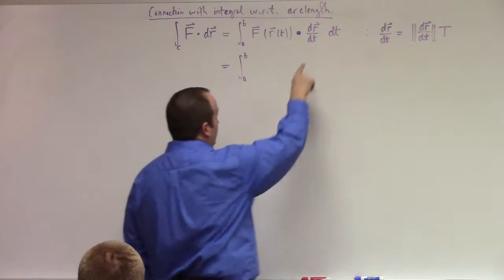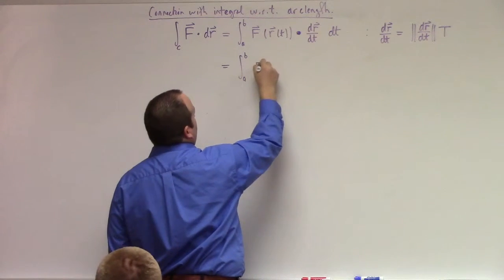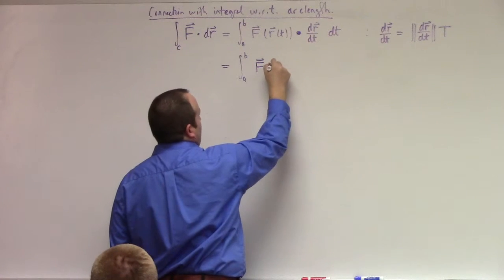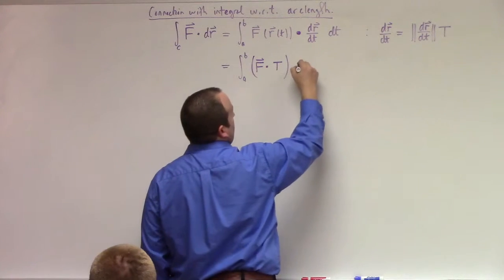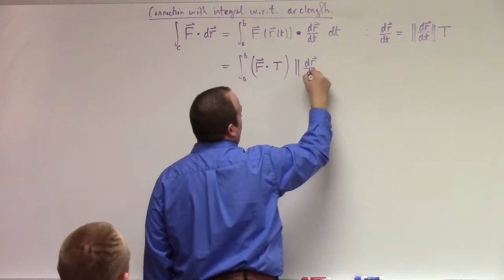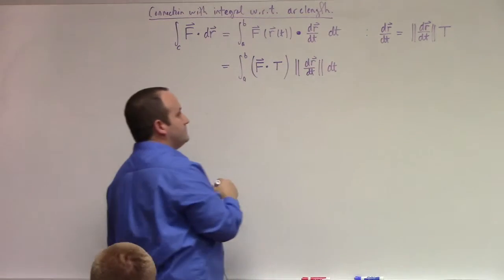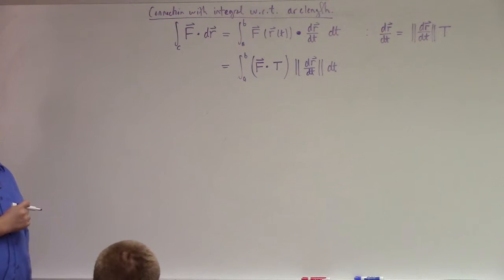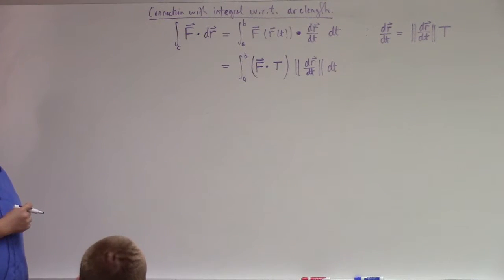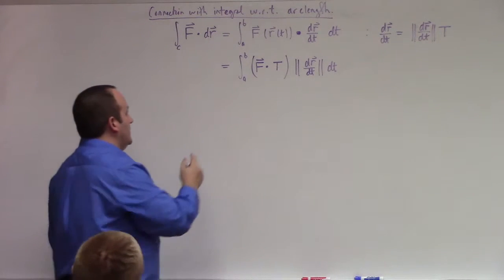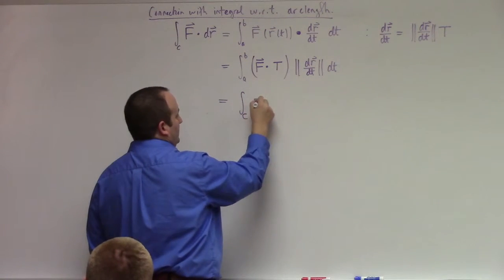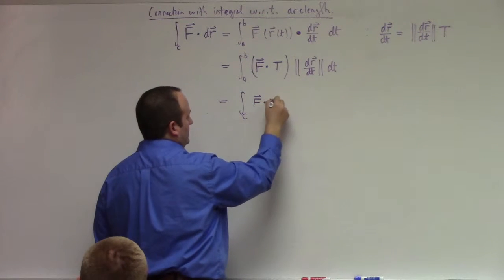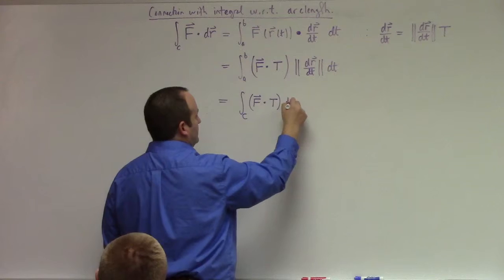So this is really just f dot the unit tangent, right, times this dr dt. Or, going back to yesterday's notation, this is the integral over the curve of f dot T ds.